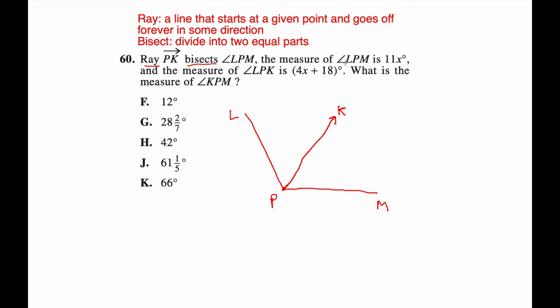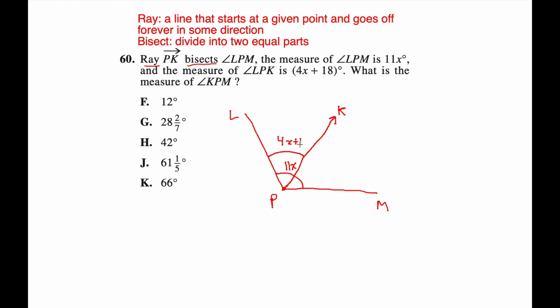We're told that the measure of LPM is 11x. We can go ahead and label this LPM as 11x, like that. We're also told that the measure of angle LPK is 4x plus 18. So LPK is this part right here. We'll go ahead and label that as 4x plus 18.